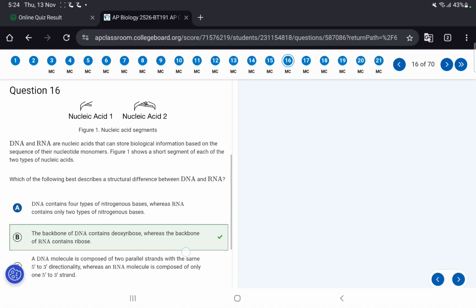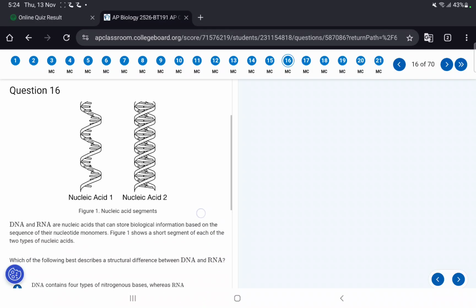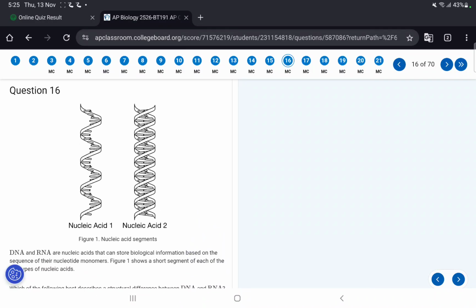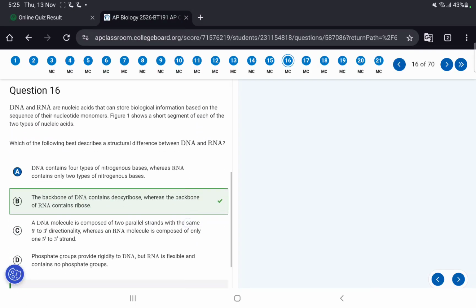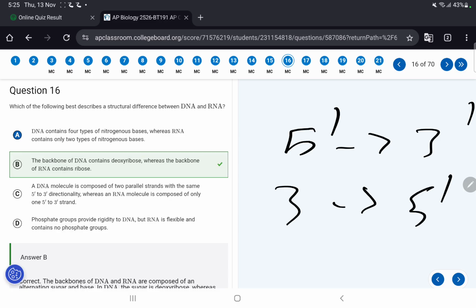Another main difference would be that DNA is a double helix and RNA is a single strand, but they don't mention it here. Okay, let's keep reading the other 2 options. A DNA molecule is composed of 2 parallel strands. DNA is not parallel. DNA is anti-parallel. One of them goes from 5 prime to 3 prime, and one of them goes from 3 prime to 5 prime. It's anti-parallel.